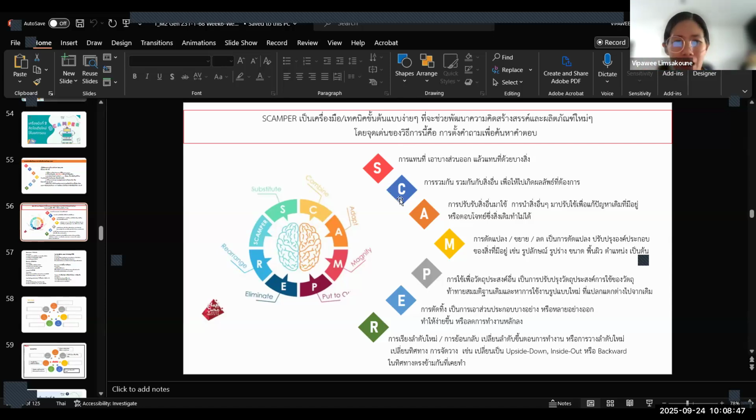Okay, combine. When you need to combine something, for example, a washing machine. When we wash clothes, some washing machines can dry clothes as well. That's an example of combine. Adapt.